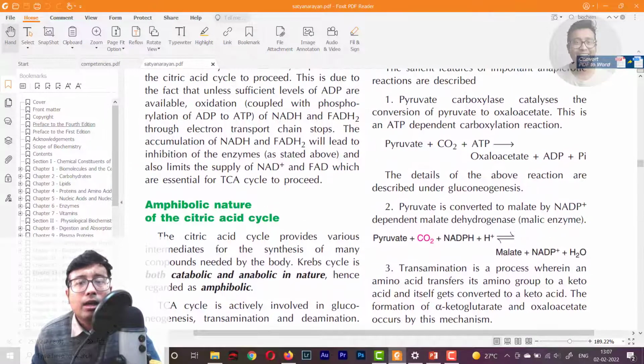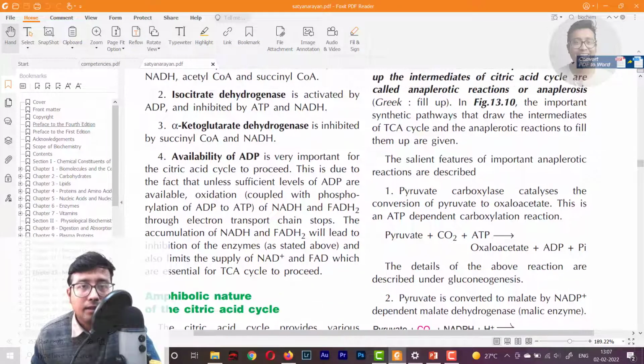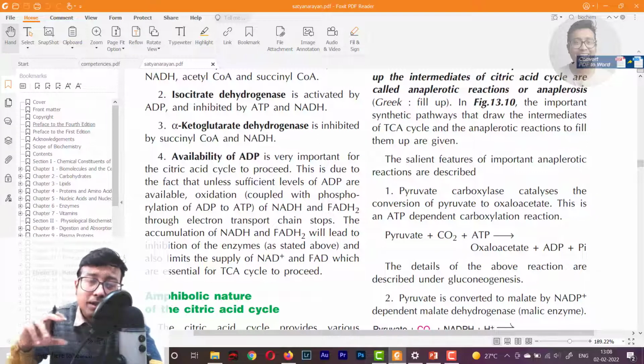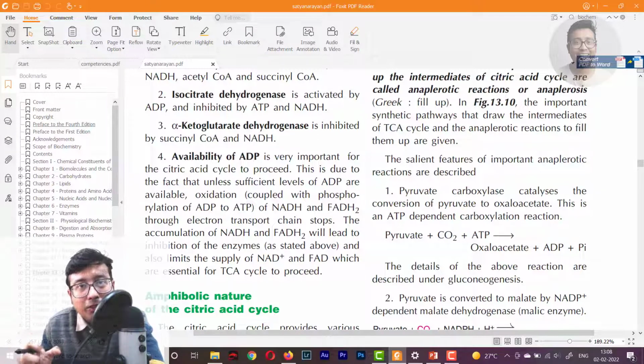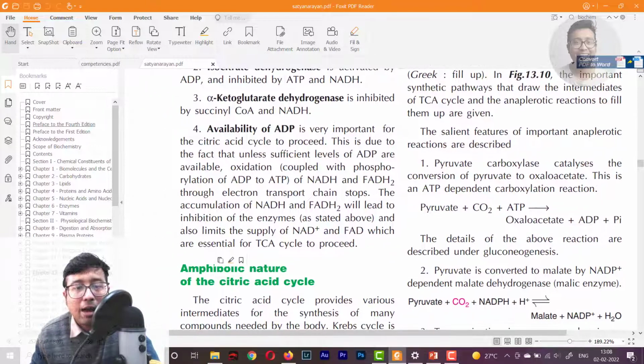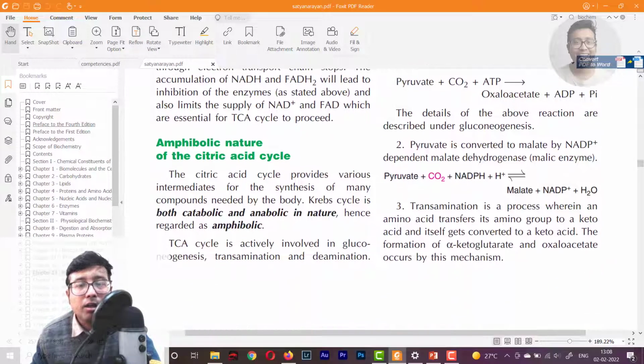Remember, TCA cycle acts in both catabolic and anabolic ways. There are products that are synthesized from TCA cycle. If you go into other metabolism details, you will see the intermediates of TCA cycle lead to formation of some products, that is the anabolic part of it. And TCA cycle is also breaking down glucose to produce energy, so that is the catabolic part. That is why TCA cycle is known as amphibolic. For the amphibolic nature of TCA cycle, you just need to mention that something is produced from TCA cycle, and that TCA cycle is also breaking down glucose to produce energy.